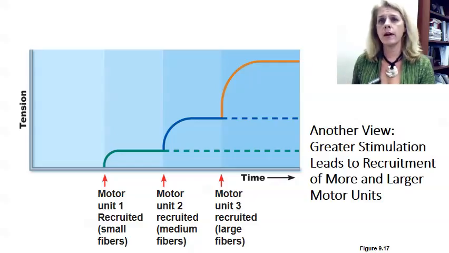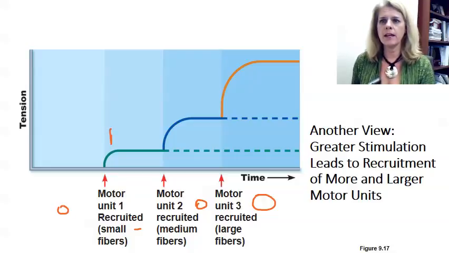Now, another way you can increase the force of the contraction, the strength of the contraction, is to recruit larger motor units that have larger fibers. So when you look at motor units, some motor units have small fibers, so we're talking about the diameter of the muscle cell. Some are a little larger, medium size, and then you have some very large ones. And the larger the muscle fiber, the stronger it is.